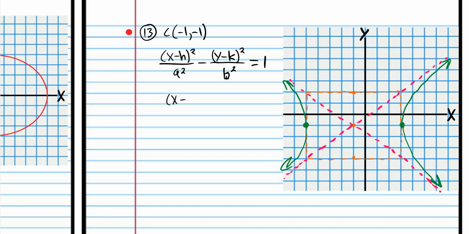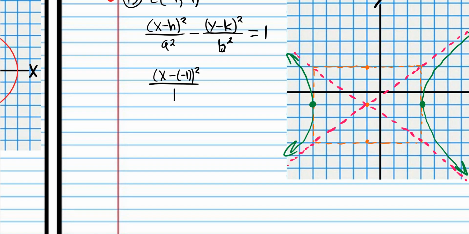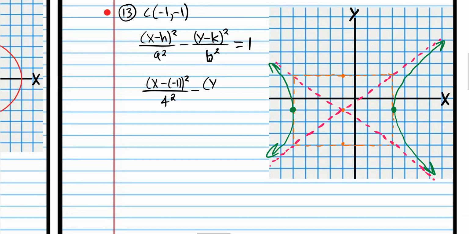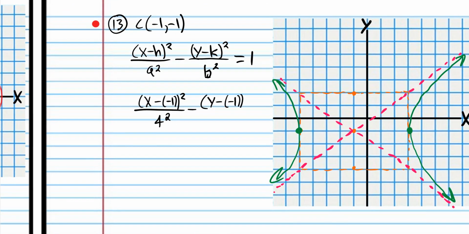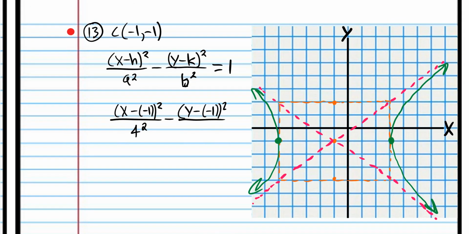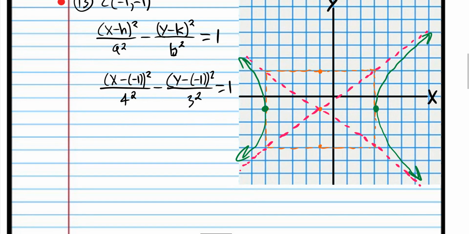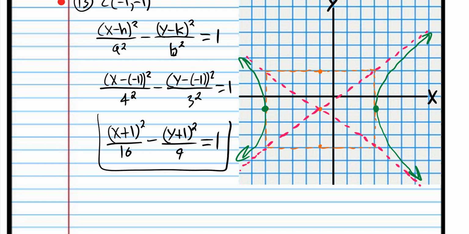So let's plug in h. Now a is the distance from the center to the vertices. So that's 1, 2, 3, 4, it looks like. And k is the y value of the center. Did I say this was the vertex? That's the center, y value of the center, not the vertex. Now b is the distance from the center to the upper or lower part of the box. So that's 3. So again, as you can see, this looks kind of intimidating, but it's really not. These problems are actually pretty easy. That's the equation of the hyperbola.